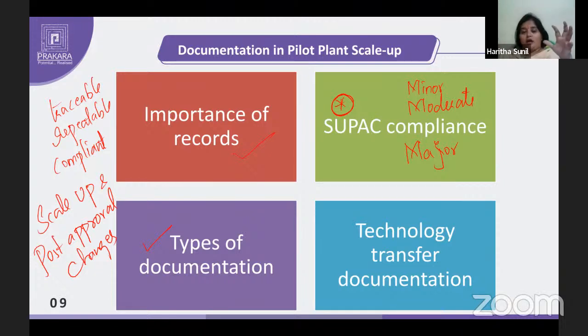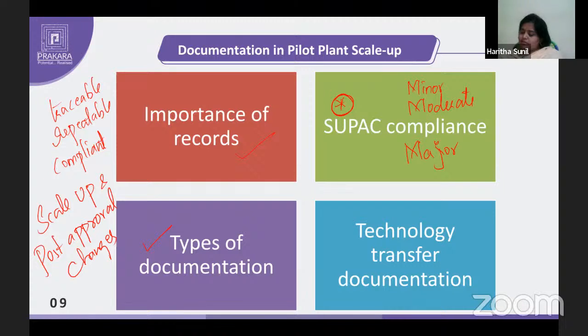Like whether the equipment has been properly cleaned or not, and whether it is preventing the cross contamination or not, all these things have to be taken care. And process validation documents provide the evidence that the scaled up process has consistently produced a product which meets the predefined specifications. And it also includes the testing results as well as the performance metrics for equipment, processes, as well as the finished products.